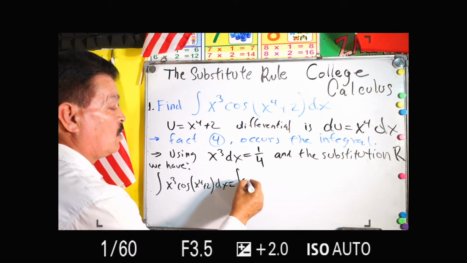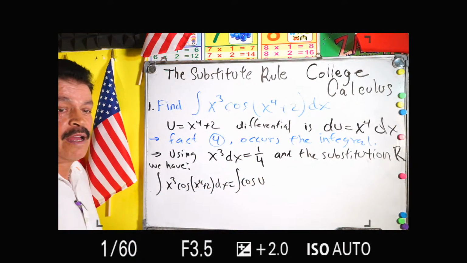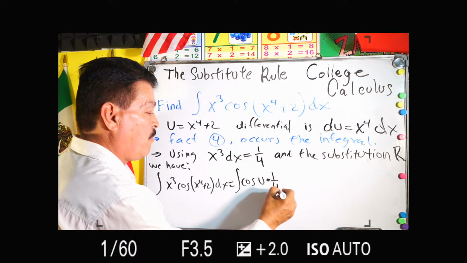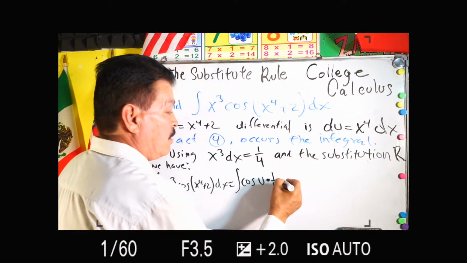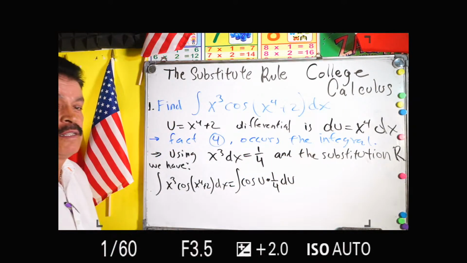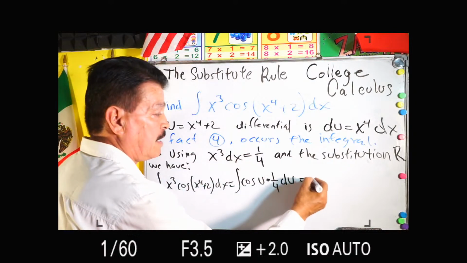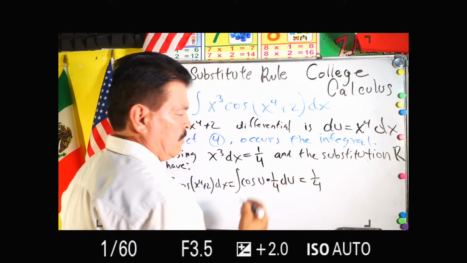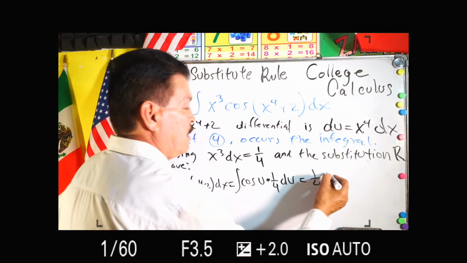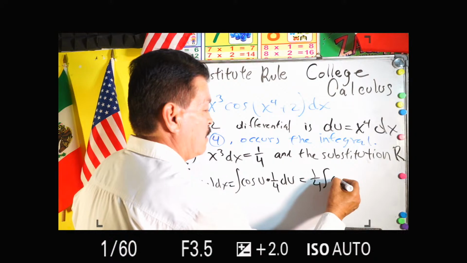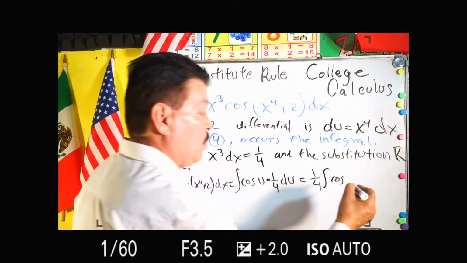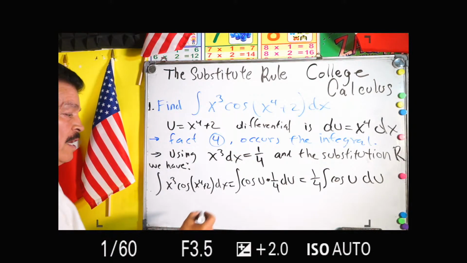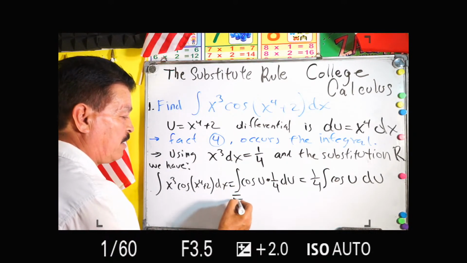the integral of cosine u, yeah, we are using u, times 1/4 differential u. Okay, this equals 1/4 the integral of cosine of u, differential u, du. So now we are simplifying right here.